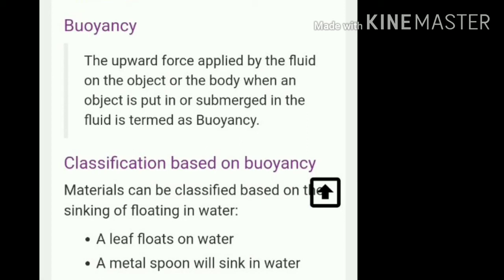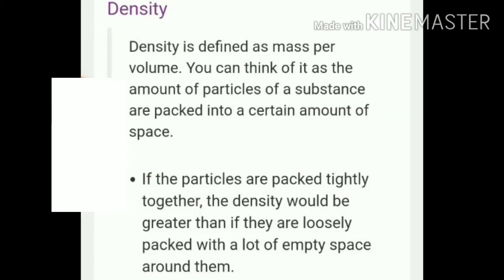Now if you consider the classification based on buoyancy, materials can be classified based on sinking or floating in water. A leaf floats on water, a metal spoon will sink in water. As I told you, density is defined as mass per volume. Mass means the weight, and volume, as you are aware. So mass per volume is density.